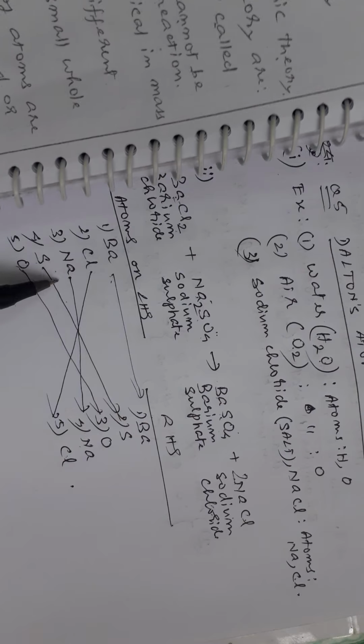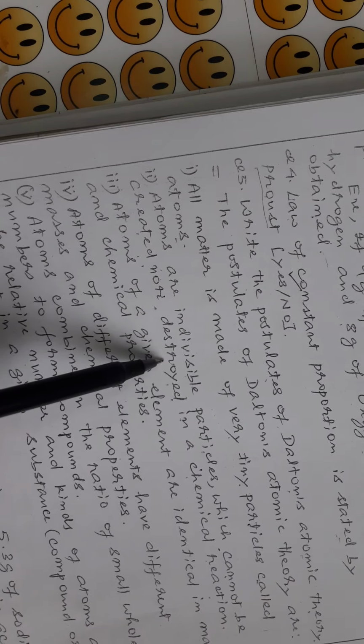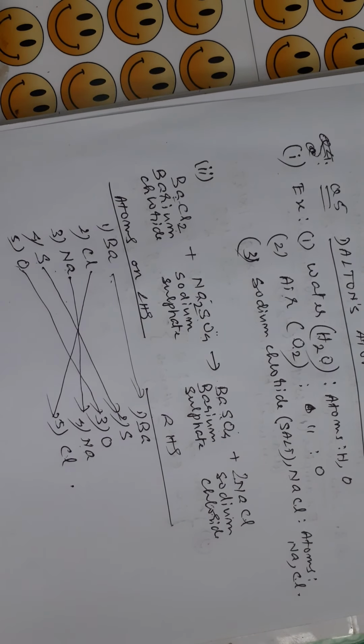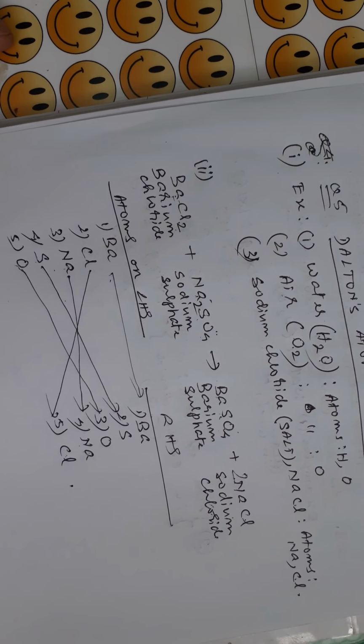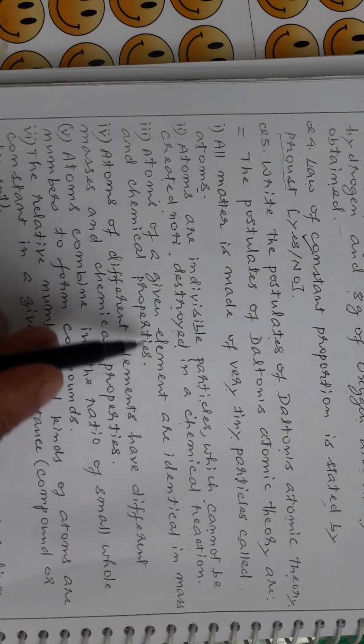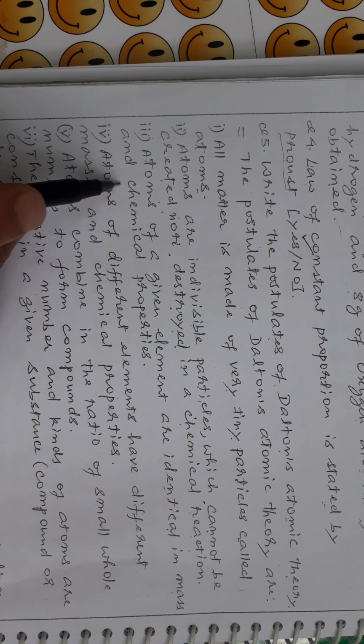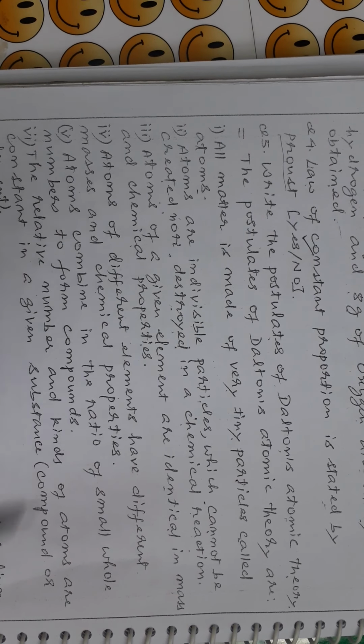Created means we didn't find new atoms. Destroyed means not even one old atom was lost, so not destroyed. So I hope you got that. And point number 3. Okay, let us read once before we go there. Point number 3 is here: Atoms of a given element are identical in mass and chemical properties.